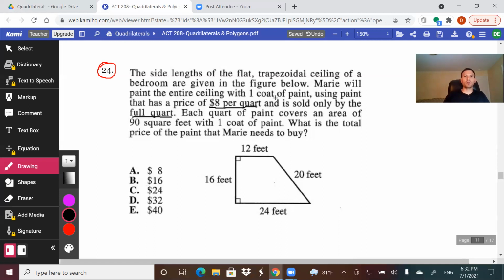So we're only doing 1 coat of paint. Marie's kind of lazy. You're really supposed to do more than 1 coat, but I guess Marie's taking a shortcut. Anyway, let me stop cracking at Marie and let's talk about this problem.